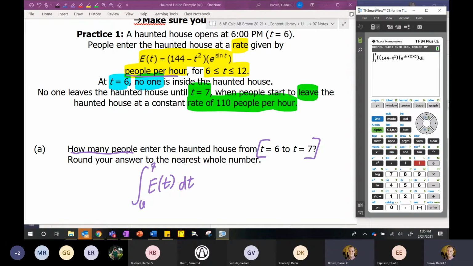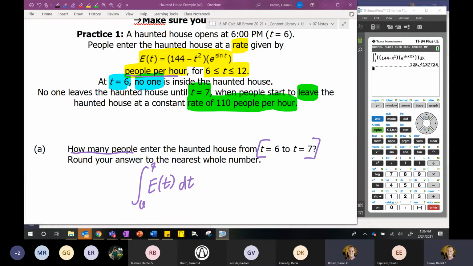And for a problem like this, they're going to give you a pretty crazy integral just so you do have to rely on the calculator to do it. dx and then hit enter. And so I see that we get 128.4. So like 0.4 of a person have made it inside the door, but it does tell us to round it to the nearest whole number.